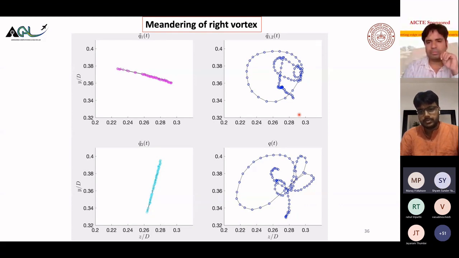POD is a very beautiful tool, and I will recommend it to all of you. And it's not very hard to implement either. Because a lot of you work on unsteady flows, it's good to have these kinds of tools.